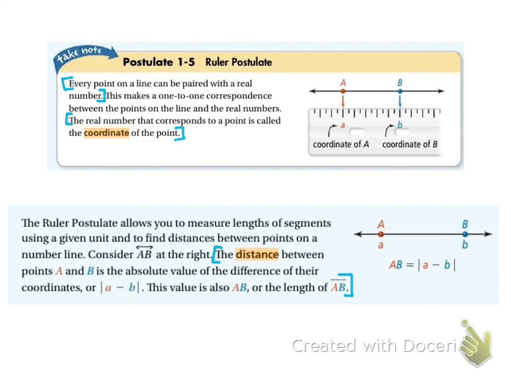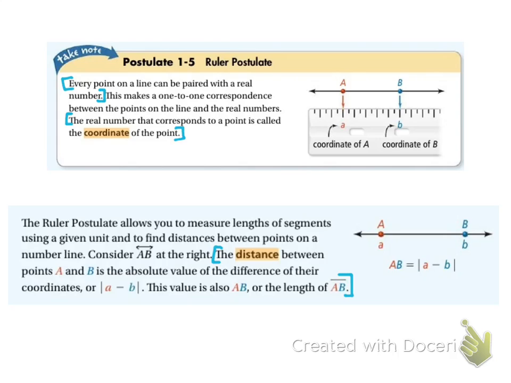Okay, this is section 1.3 of geometry. So we have postulate 1.5, which is called the ruler postulate. It says that every point on a line can be paired with a real number. This makes a one-to-one correspondence between the points on the line and the real numbers. The real number that corresponds to a point is called the coordinate of the point.